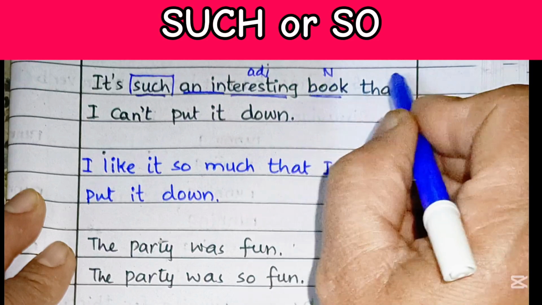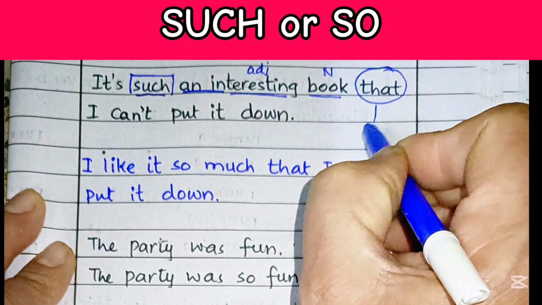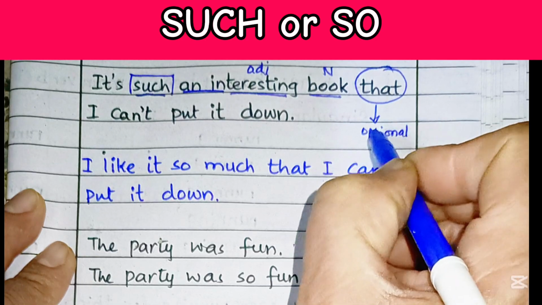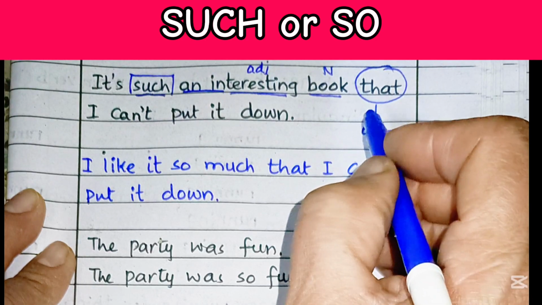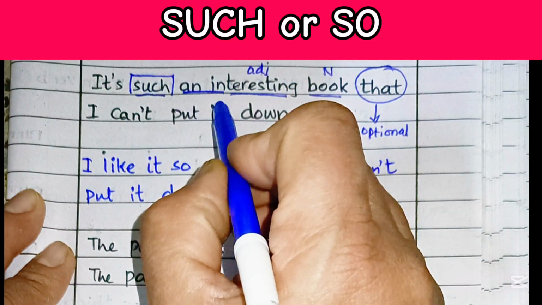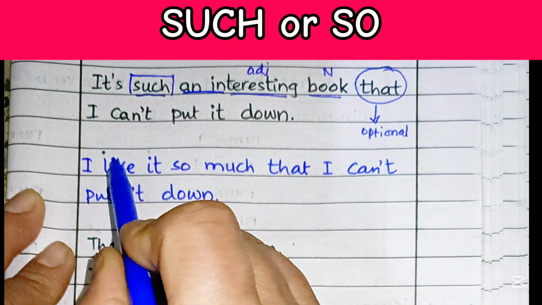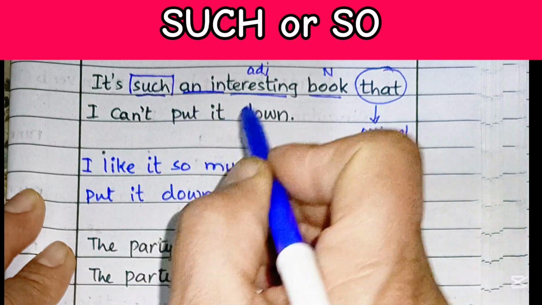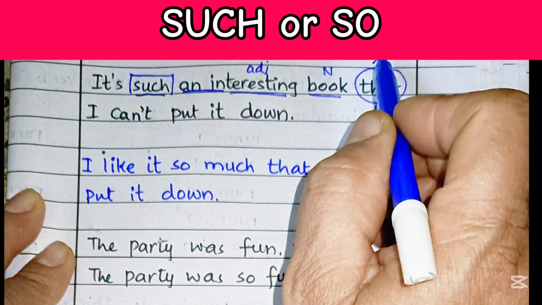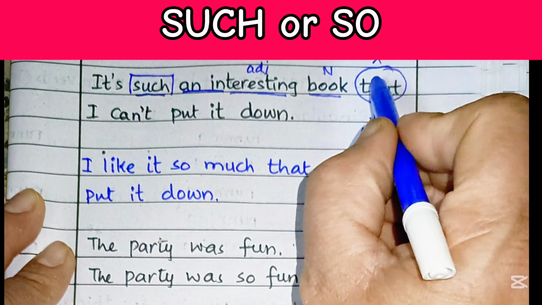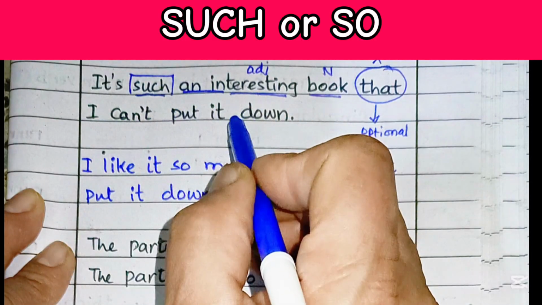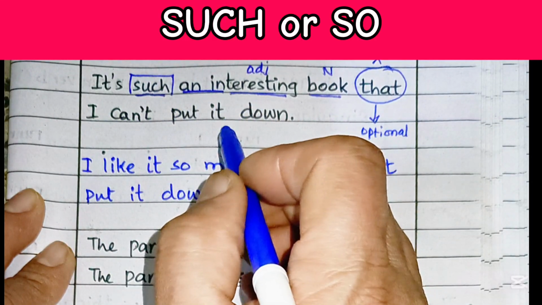Again, this word "that" is optional. We may use it or we may skip it. You could simply say, "It's such an interesting book. I can't put it down." So it is acceptable. We may use it or we may not use it. The sense remains the same.